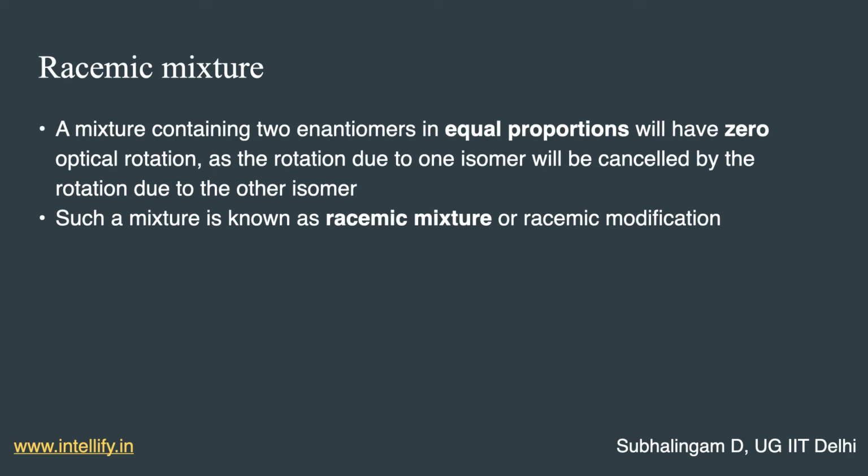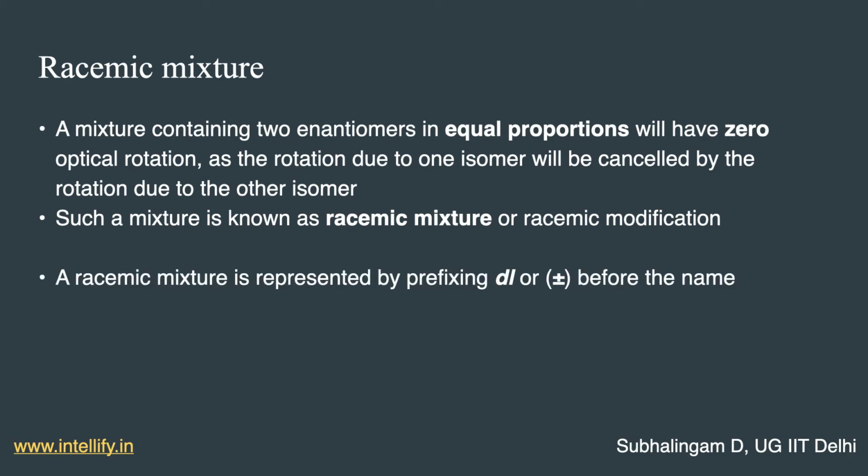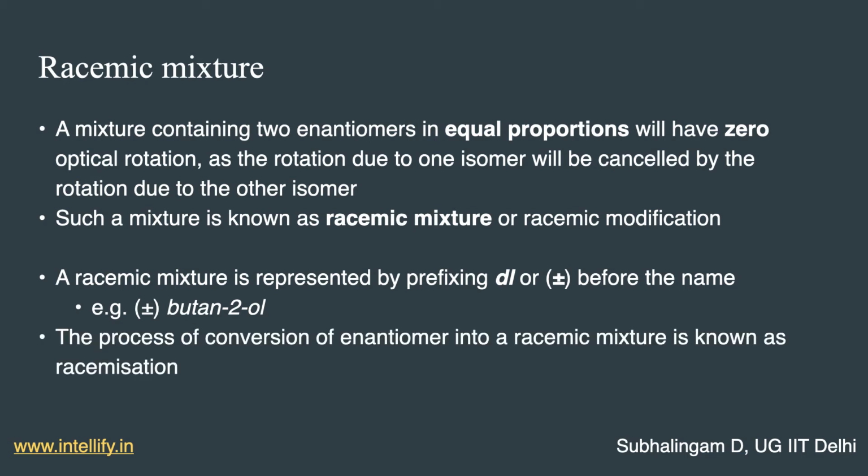Such a mixture is known as a racemic mixture or racemic modification, and a racemic mixture is represented by prefixing DL or plus minus before the name. Example, plus minus butane-2-ol. So if I say plus minus butane-2-ol, it's a racemic mixture of plus and minus butane-2-ol. And the optical rotation of plus minus butane-2-ol is 0 because of cancelling of the rotation by individual isomers. The process of conversion of an enantiomer into a racemic mixture is known as racemization.